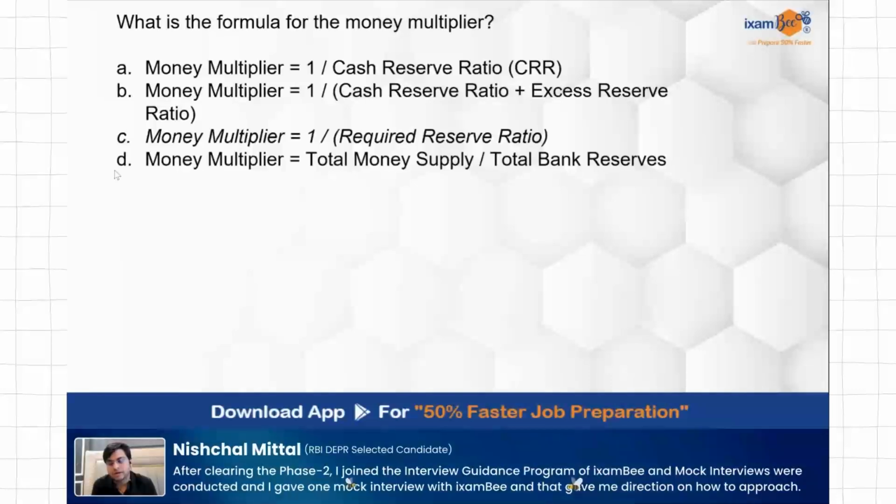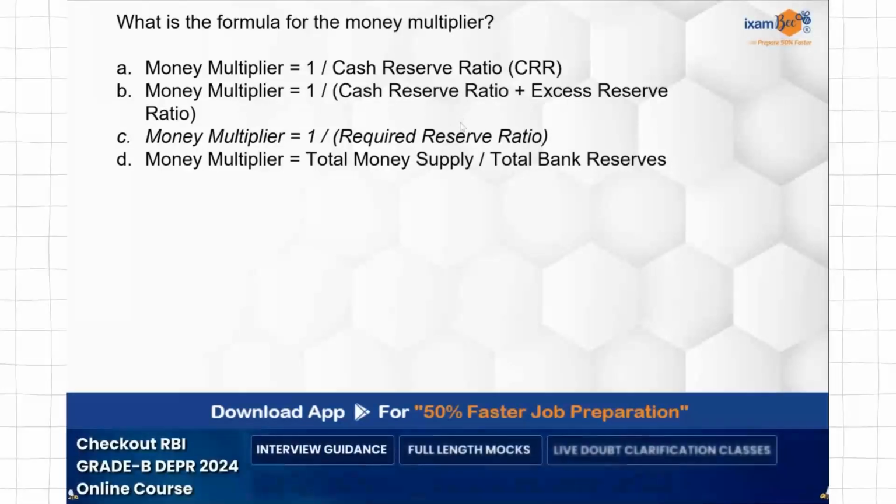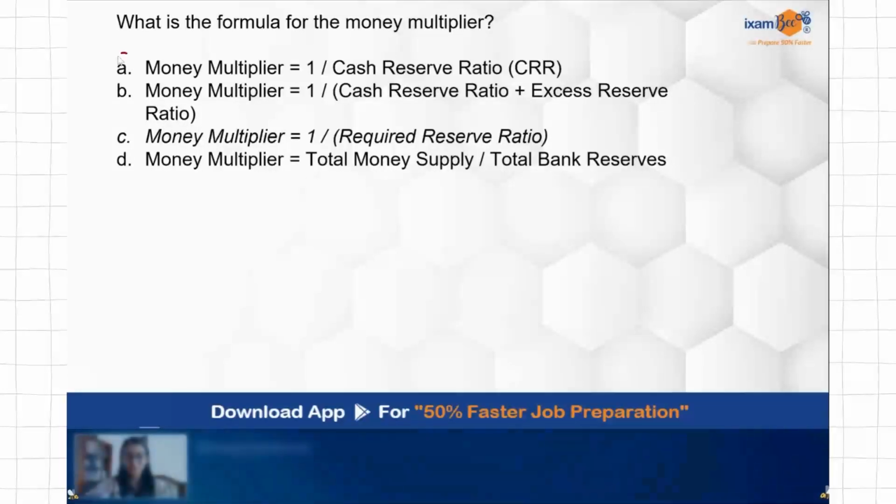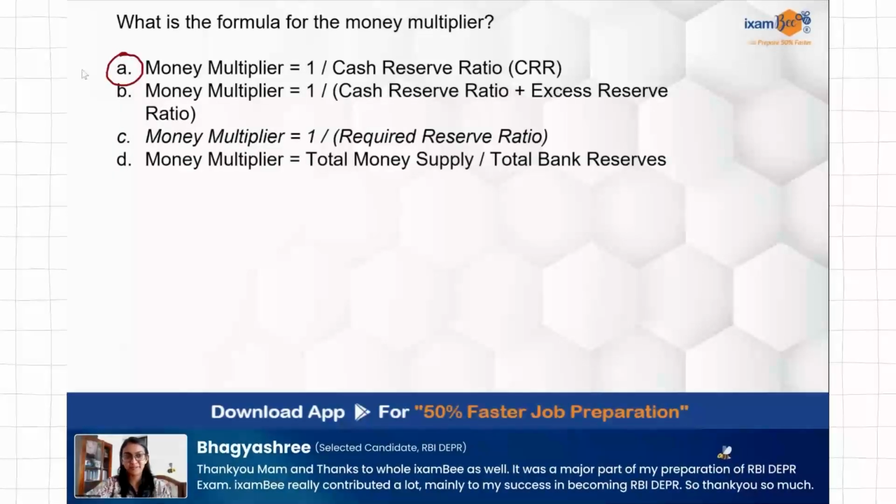Now, what is the formula for the money multiplier? Money multiplier is equal to 1 by CRR. Money multiplier is equal to 1 by cash reserve ratio plus excess reserve ratio. Money multiplier is equal to 1 by required reserve ratio. Money multiplier is equal to total multiplied by total bank reserves. So most of the students may take this answer, but this is wrong, right? Because ideally the money multiplier is equal to 1 by required reserve ratio.